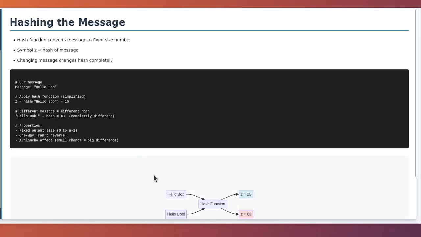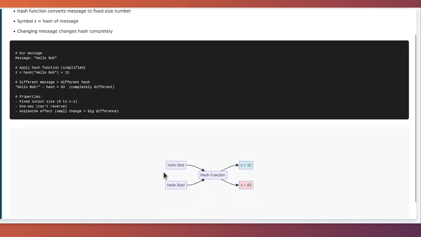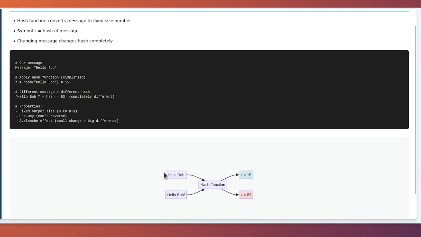Hashing the message. Before signing, we must hash the message. A cryptographic hash function takes any input of any size and produces a fixed size output that looks random. The same input always produces the same output, but changing even one bit of the input produces a completely different output. This is called the avalanche effect. Hash functions are also one-way, meaning you cannot reverse them to find the original input.